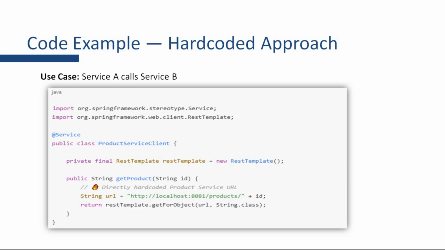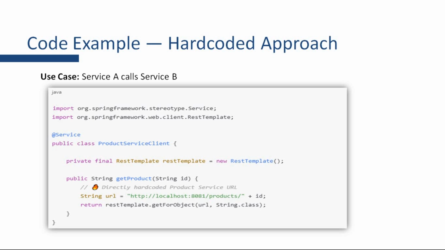Here's the line: String url = "http://localhost:8081/products/" + id. This is a hard-coded URL to call the product service. It assumes the product service is running on port 8081 and has an endpoint like /products/{id}. This class is responsible for calling the product service directly using a fixed URL. It builds the URL with the product ID, sends a request using RestTemplate, and returns the result. There is no service discovery, no dynamic lookup. The address is hard-coded.